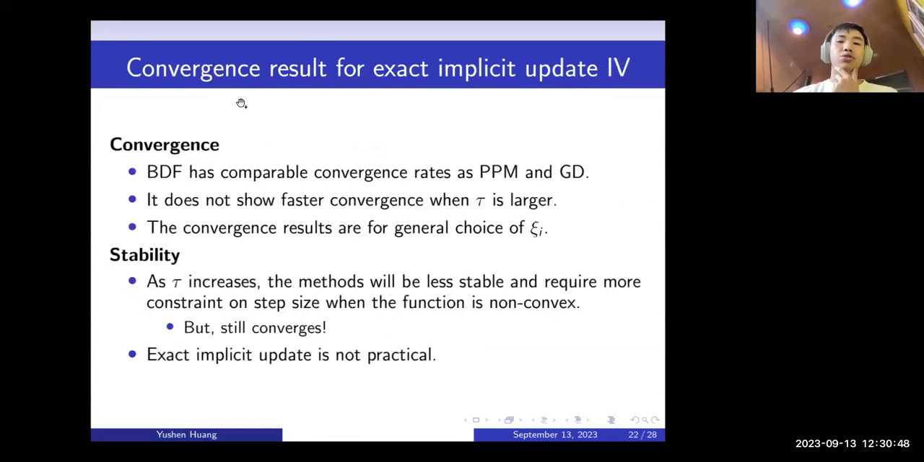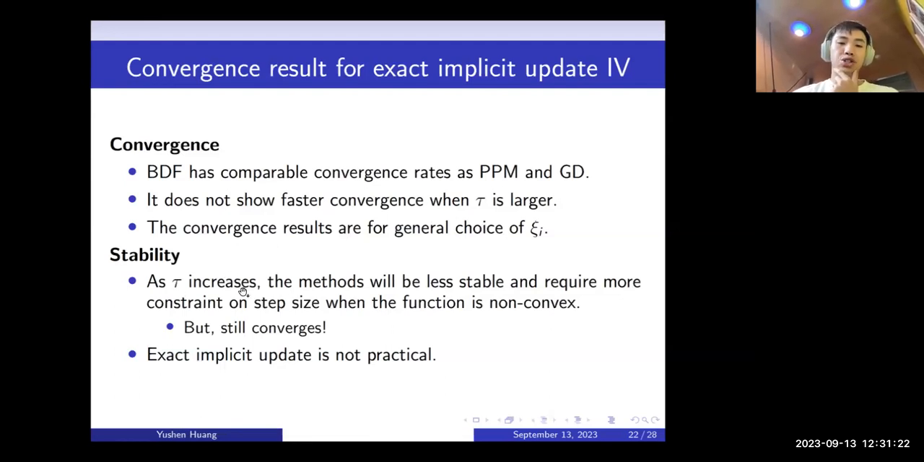So that is the convergence result for the exact update. The good thing is that the BDF has a comparable convergence rate to proximal point and gradient descent methods. However, it does not show a faster convergence rate when tau is larger. This is as we discussed with Yifan before: although it is faster from a numerical point of view, because shrinking alpha gives you some benefit, it doesn't improve the convergence rate from an optimization point of view, because we have a different goal. And the convergence results are for a general choice of C.